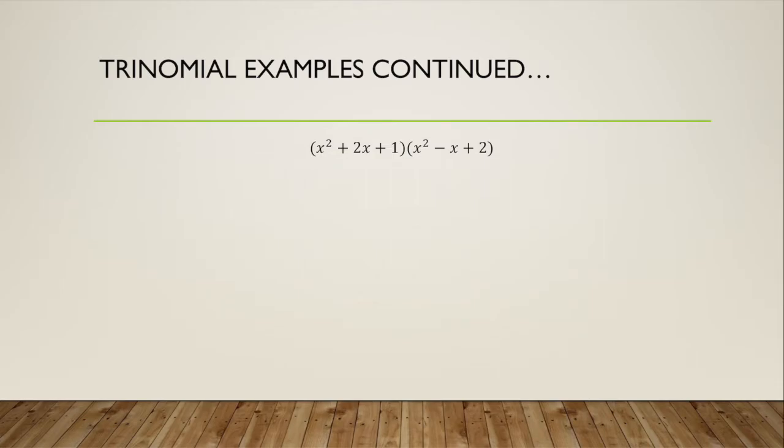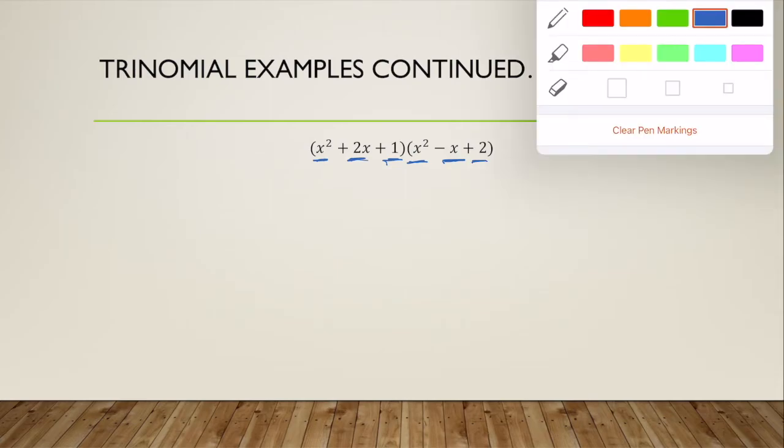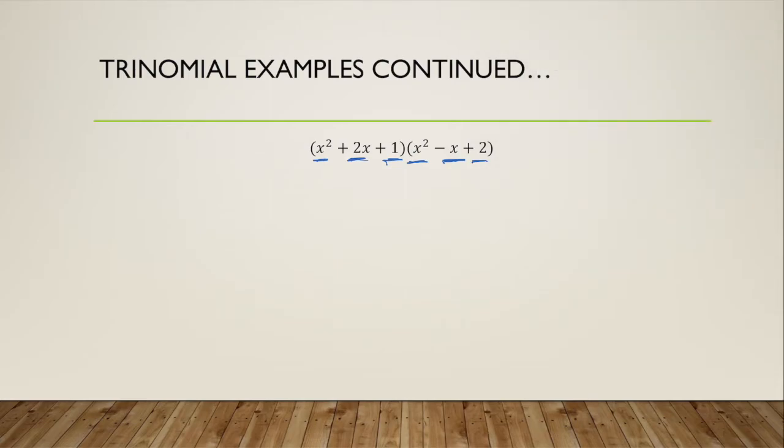For this section's last example, we're going to take a trinomial multiplied by another trinomial. And I'm going to do this in multiple colors, I think, to keep things organized. I hope that helps. Again, we just want to make sure every term in our first trinomial gets multiplied by every term in our second trinomial. And here's how I'm going to do that. Let's go ahead and clear these pen markings. I'm going to take x squared times everything. So I've got x squared times x squared, which is x to the 4th. X squared times a negative x, which is negative x cubed. And then I have x squared times a positive 2, which gives me a positive 2x squared.